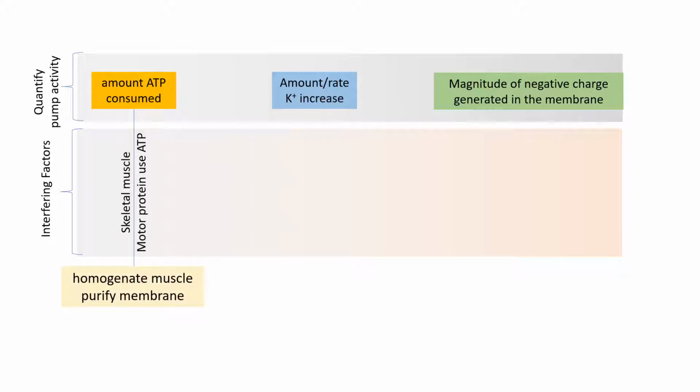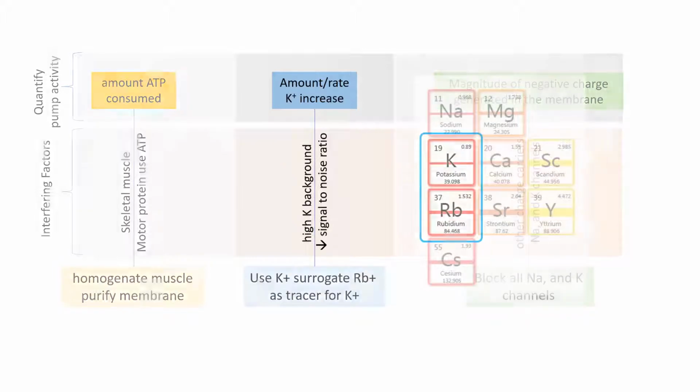For example, in the case of skeletal muscle, if we are going to measure the amount of ATP that is consumed, there are other motor proteins like myosin that use a lot of ATP. So to get rid of those interfering factors, we homogenize muscle and purify the membrane. Or in case we are going to measure the charge generated in the membrane, there are other charge carriers like sodium and potassium channels. So we have to block all sodium and potassium channels to be able to measure the specific activity of the pump.